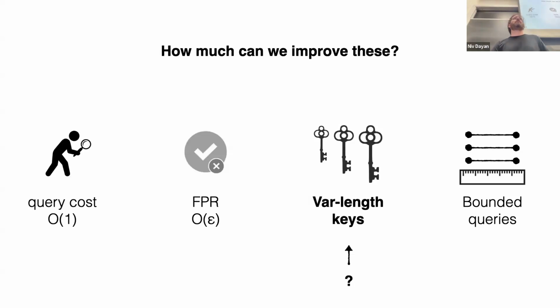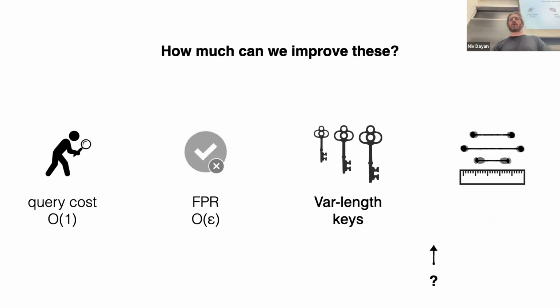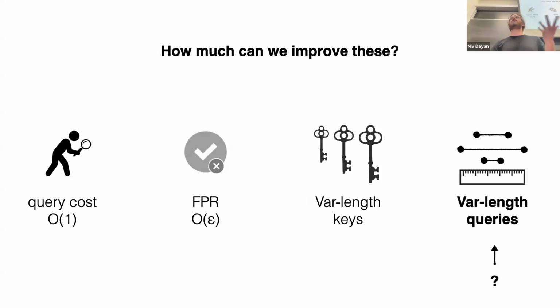Can we support variable length keys rather than just fixed length keys? And finally, we also want to be able to support variable length queries. Ideally, we want to achieve all of these goals at the same time. And hopefully now you can see that this is highly non-trivial.